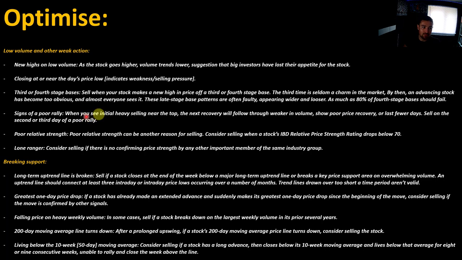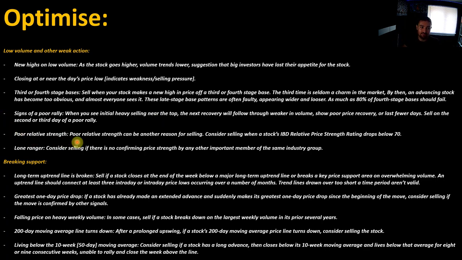Signs of a poor rally. When you see initial heavy volume selling near the top, the next recovery will follow through in weaker volume, showing poor price recovery or lasting fewer days. Sell on the second or third day of a poor rally. So what O'Neil's saying there is, instead of the stock going up on big volume and pulling back on lighter volume, the stock will pull in on heavy volume and then rally on low volume. So it's basically tables are turned.